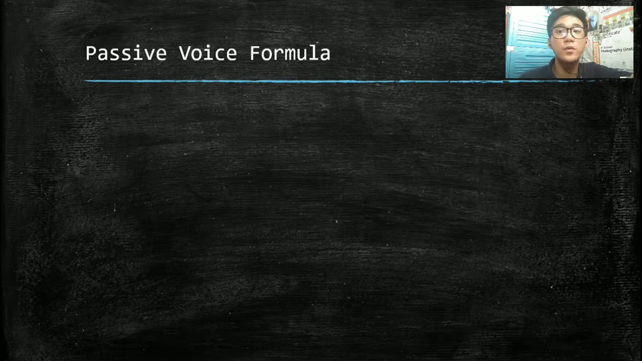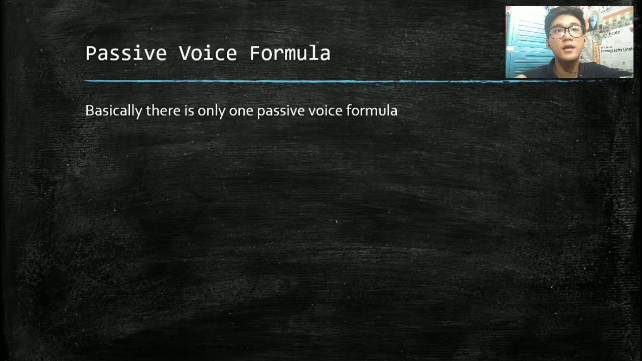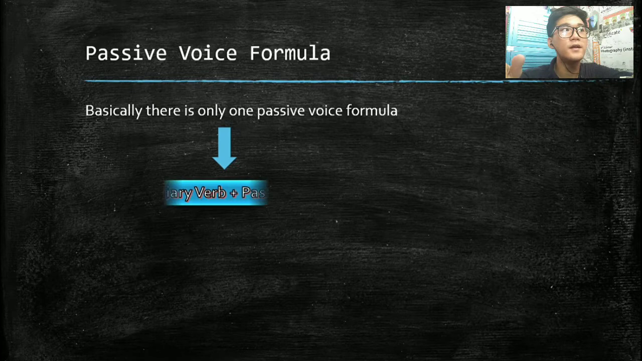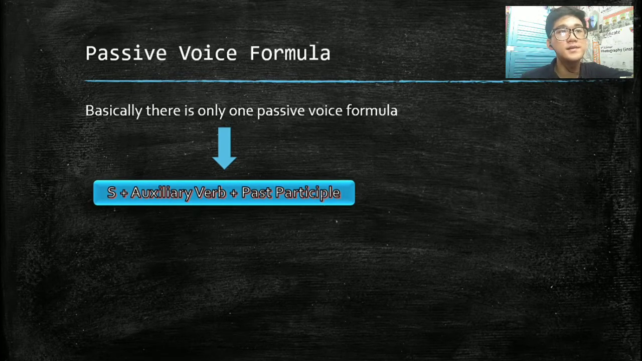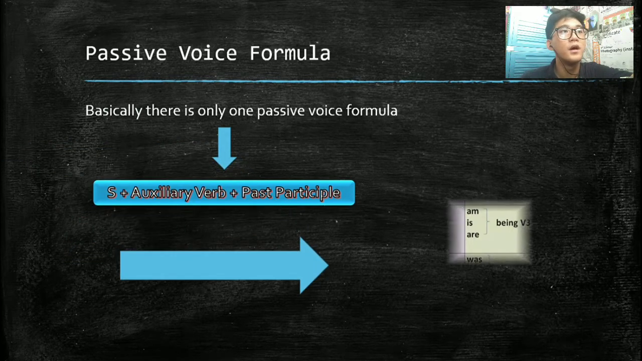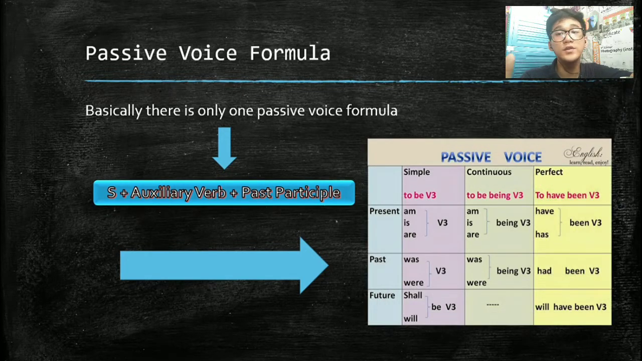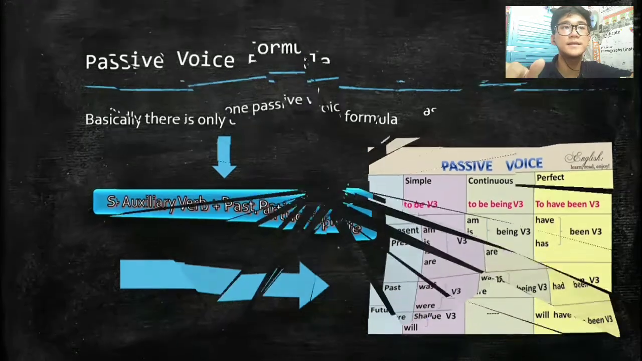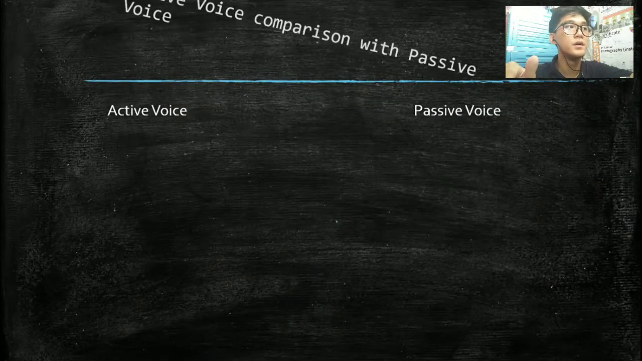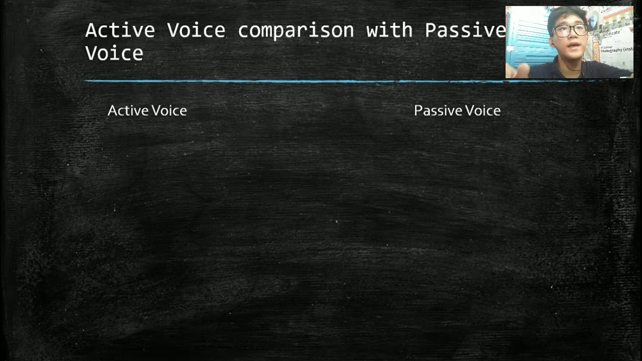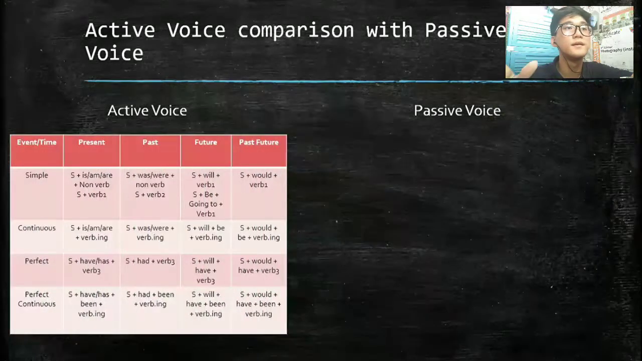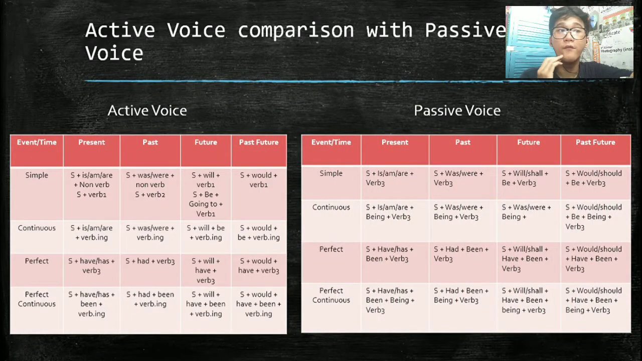Next, about the passive voice formula. Basically, there is only one passive voice formula. As you can see, the formula is subject, auxiliary verb, and past participle. For the formula to make a sentence, you can see the table below. Next, we can compare with active voice. For the formula of passive voice, you can see the table, and you can compare with active voice.